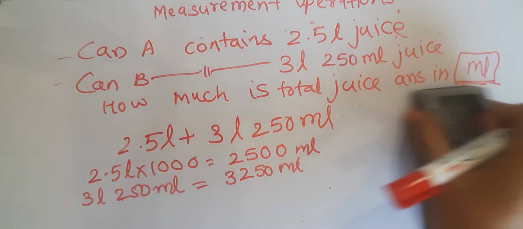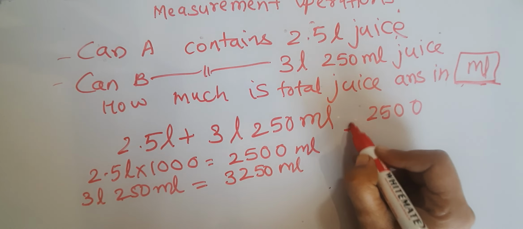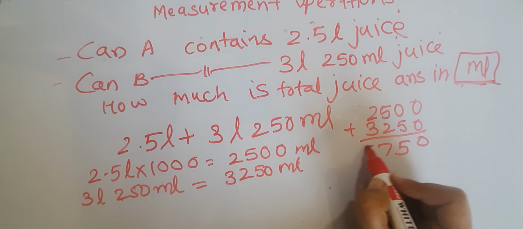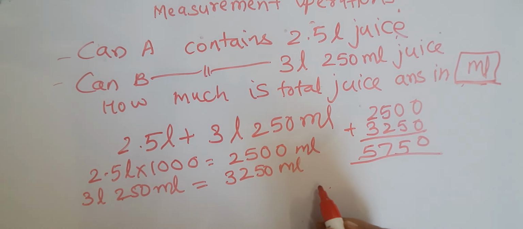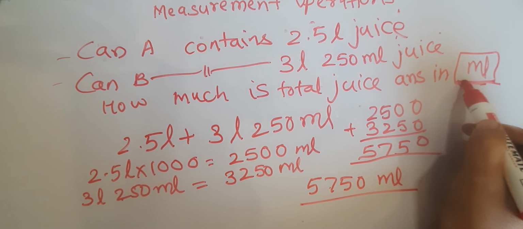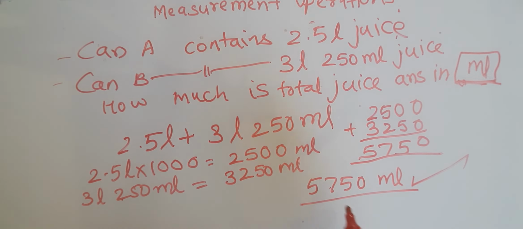Now we'll perform the addition operation. So it is 2500 plus 3250, and that gives us 5750 milliliter. Now in this sum, we don't have to convert it into liter again, because what they have asked us is to give the answer in milliliter itself. So this is our answer. The total juice after mixing can A and can B is 5750 milliliter.